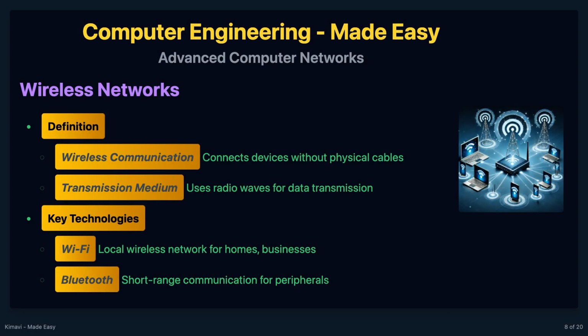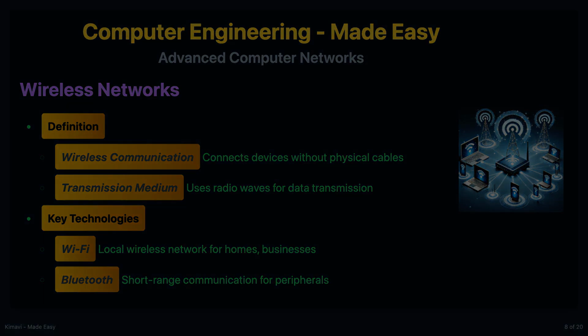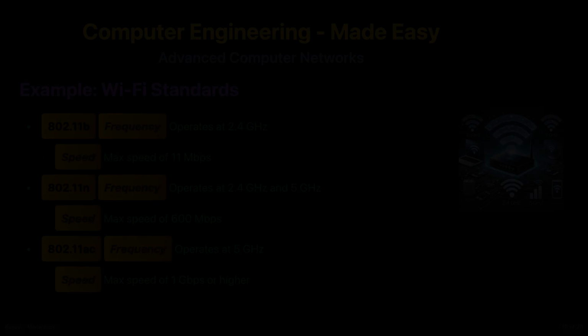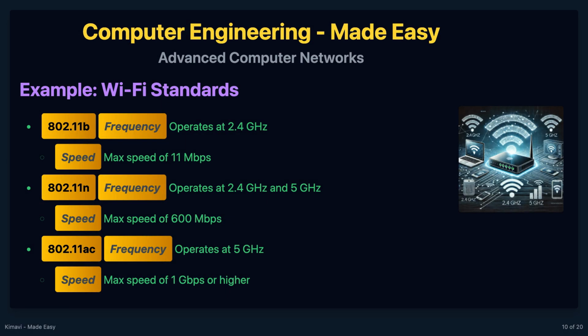Wireless networks allow devices to connect and communicate without physical cables. They use radio waves to transmit data. Wi-Fi is a technology that allows devices to connect to a local area network using high-frequency radio waves. Wi-Fi networks operate on different frequency bands, such as 2.4 GHz and 5 GHz. Wi-Fi standards are defined by the IEEE 802.11 family.